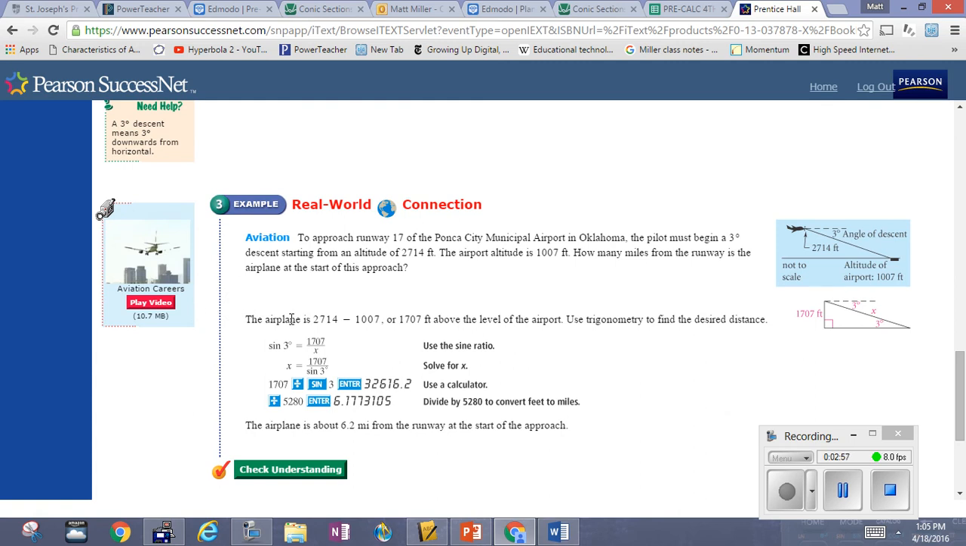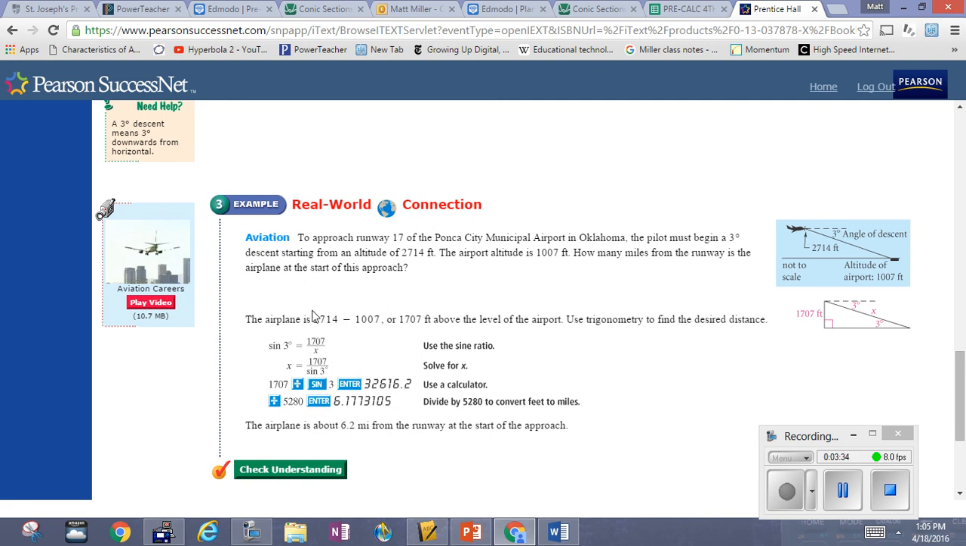Here's an airplane coming in. The airplane is beginning to make its descent, and they figure that they have to descend at an angle of 3 degrees, coming in from an altitude of 2,700 feet, and they spot the airport, which is at 1,007 feet. How many miles from the runway is the airplane when it starts its descent?